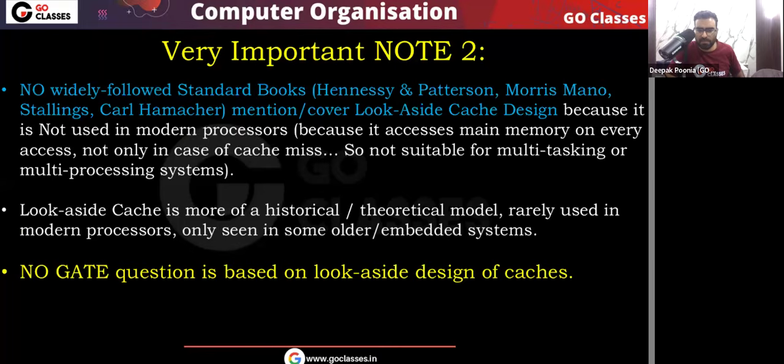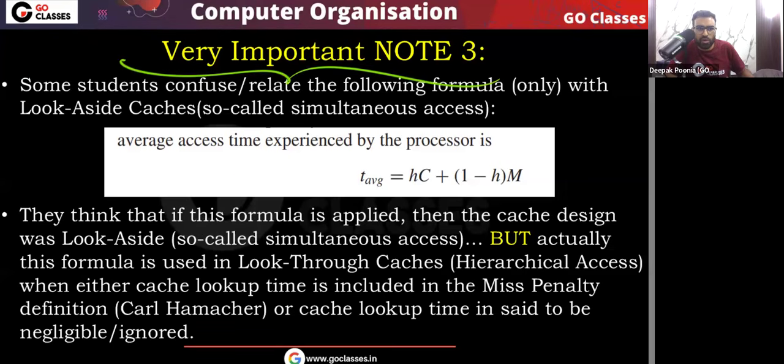We have already seen this. One more very important note I want to discuss with you: I have seen many students confuse or relate the following formula with so-called simultaneous access or look aside cache. Whenever they see this formula, hit rate multiplied by cache memory access time plus miss rate multiplied by main memory access time, they immediately think this is simultaneous access, or a look aside case. But let me tell you, this is wrong.